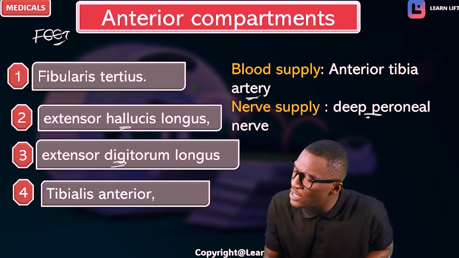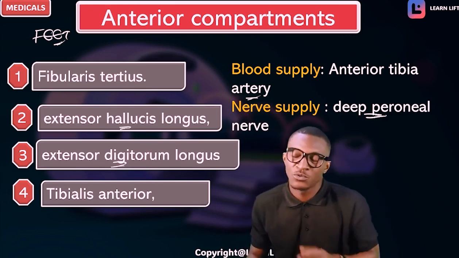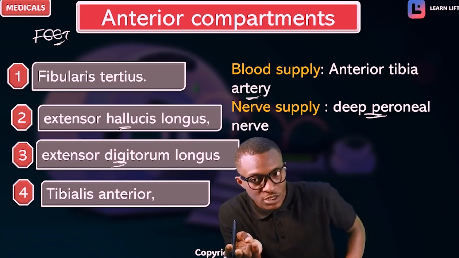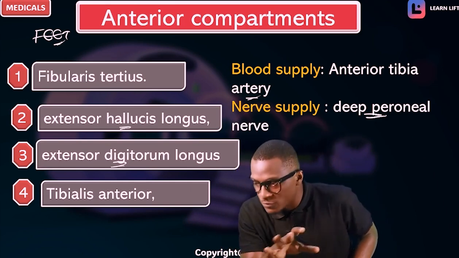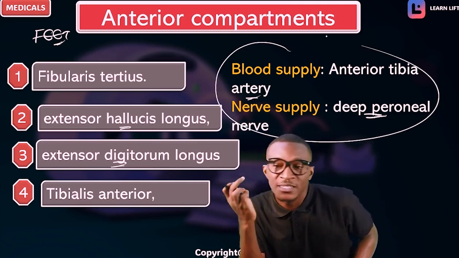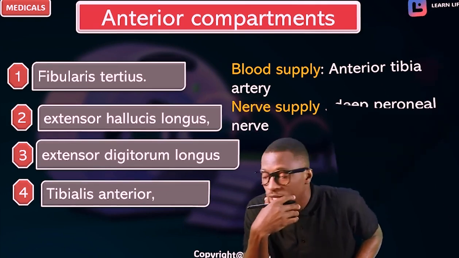What is now the nerve? The nerve is the deep peroneal nerve. The sciatic nerve is going to divide into two. Your deep peroneal, are you seeing that? We're going to talk about the deep peroneal, the superficial peroneal, and we're going to talk about your tibial nerve. So for now, just know: blood supply is the anterior tibial artery, nerve supply is the deep peroneal nerve.